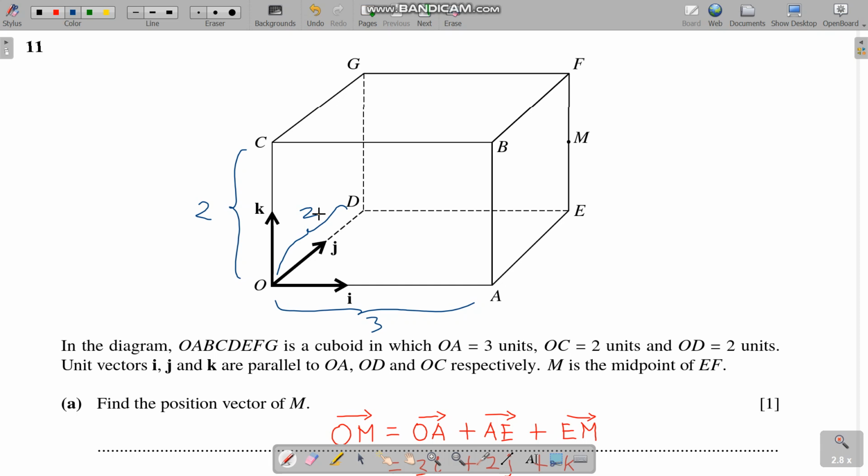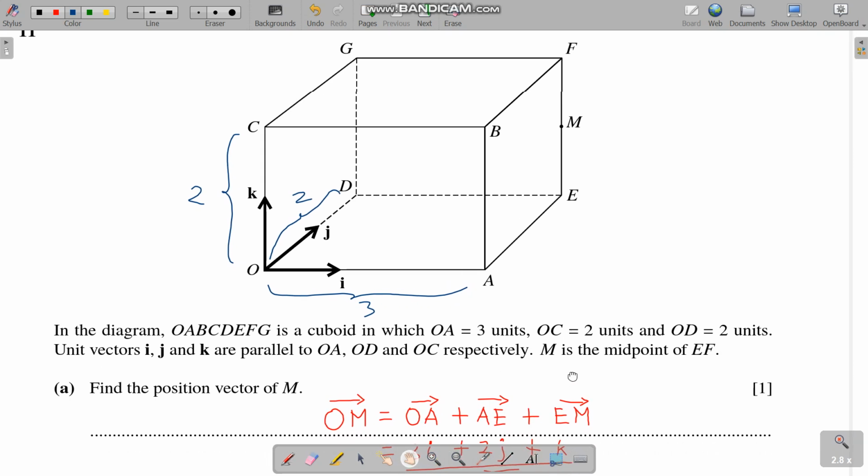M is the midpoint of EF. Find the position vector of M. So to get from O to M, we can go through A and then E and then M. There are many ways to do this.